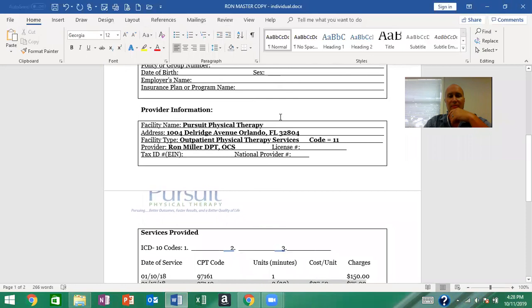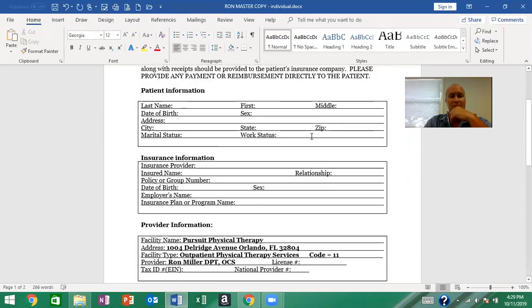Next is going to be the provider info. This is the stuff that you have to do. You have to have your facility name, your address, your facility type, and there's a code for that. Outpatient physical therapy is code 11. Then the actual provider, and the provider's license number, which I took my information off of here. You should have your tax ID or your EIN number, and your national provider number also. So this goes under the tab for the provider info. That's my first page right there.